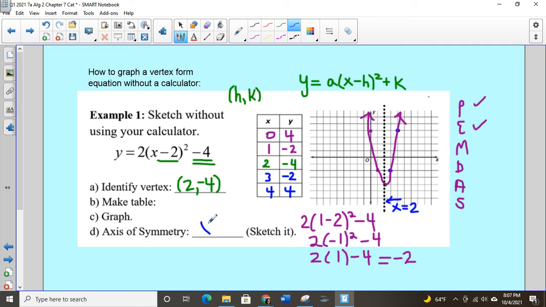The axis of symmetry is always the x value, but you do write it x equals 2 so that you get an actual line. So that's how you graph it by hand. I would get 2 points to the left, and then I'd use them to find the other 2 points to the right.